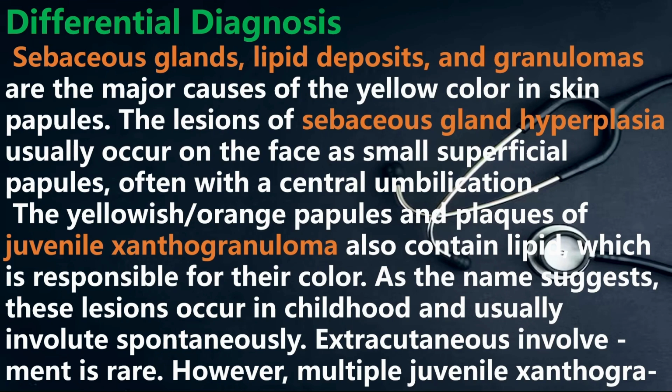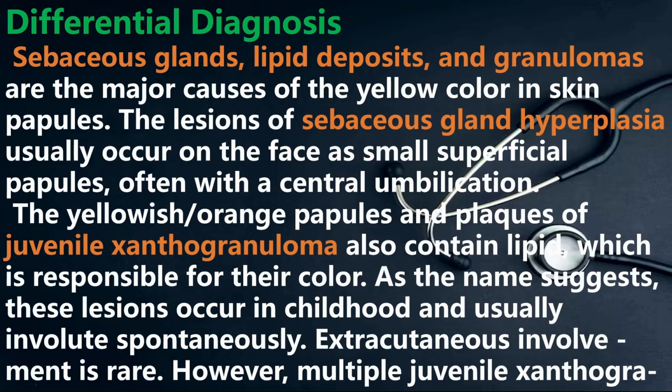Differential diagnosis: sebaceous glands, lipid deposits, and granulomas are the major causes of the yellow color in skin papules. The lesions of sebaceous gland hyperplasia usually occur on the face as small superficial papules, often with a central umbilication. The yellowish-orange papules and plaques of juvenile xanthogranuloma also contain a lipid, which is responsible for the color. As the name suggests, these lesions occur in childhood and usually involute spontaneously.